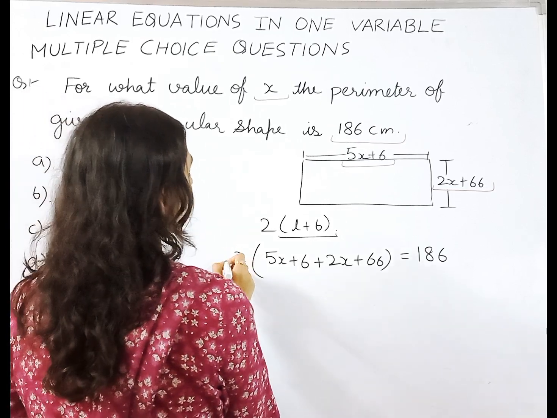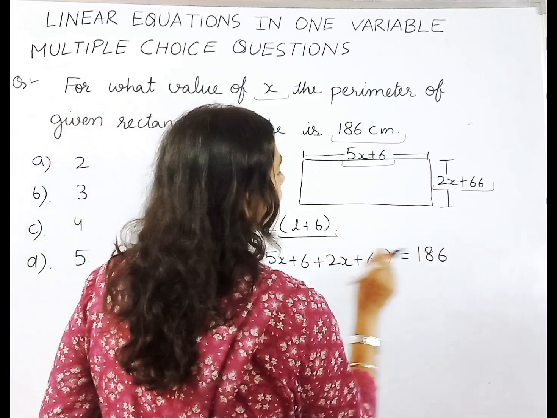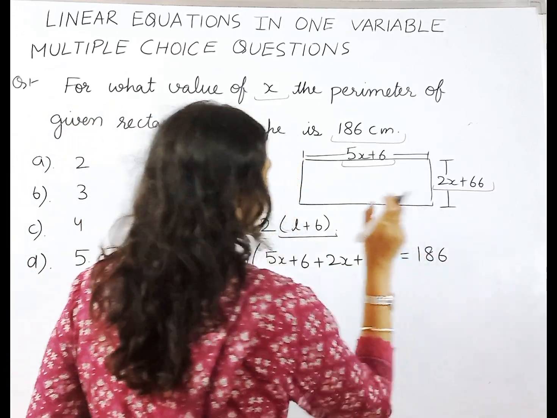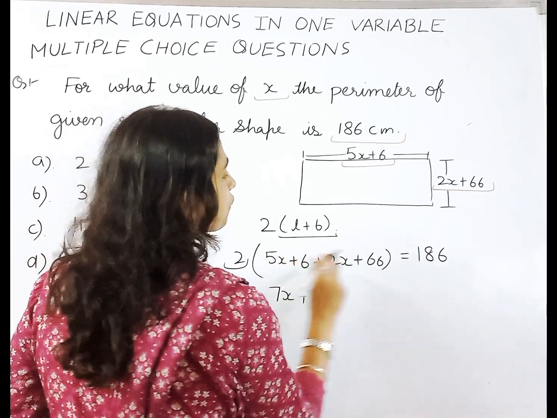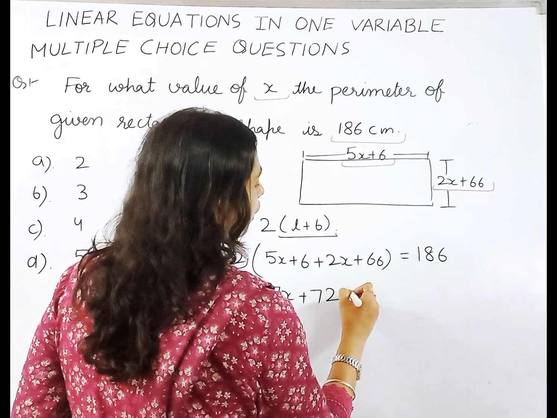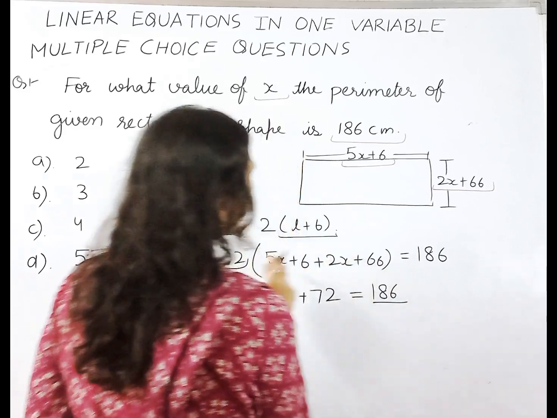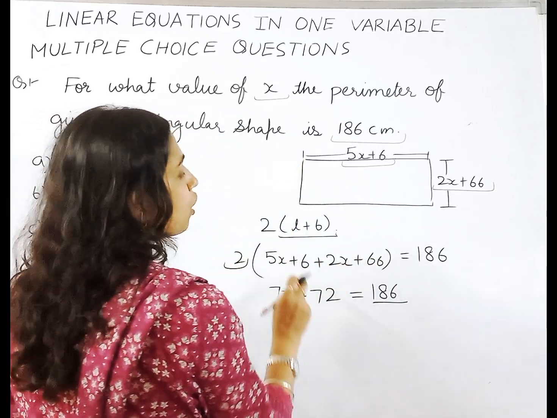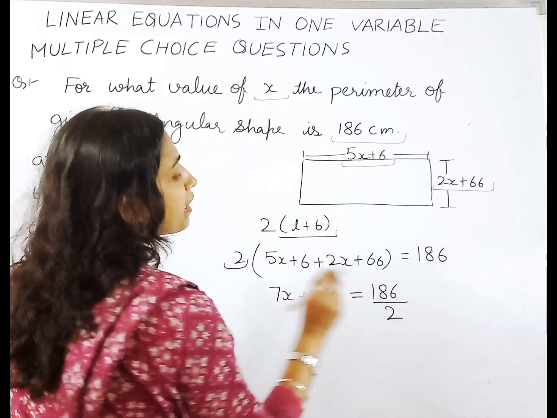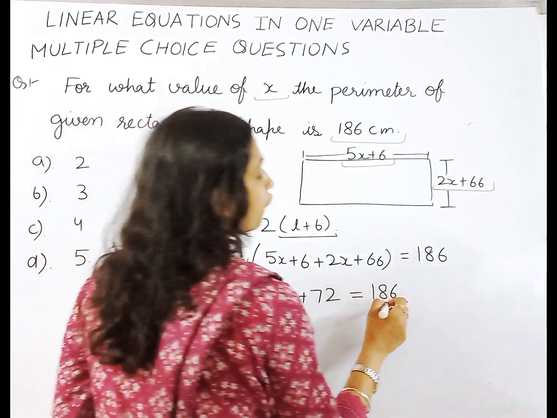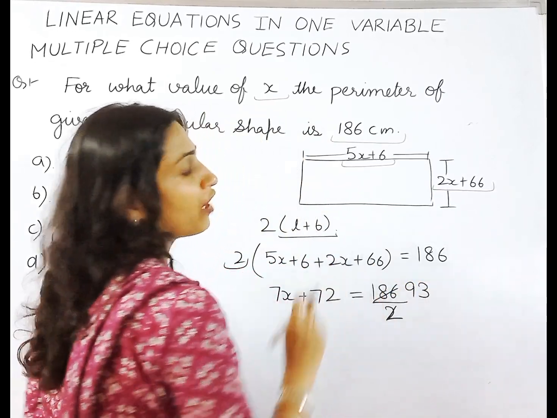So first of all, we will take this 2 to the right hand side of the equation, and this 2 becomes divided with 186. So here what do we get? 5x plus 2x is 7x and 6 plus 66 is 72, is equal to, we will take 2 to the right hand side of the equation. Since 2 is in multiplication with the whole expression, when we take it to the right hand side, it comes in division. So 186 by 2. And here what value do we get? Here we get 93. 93 twos are 186.